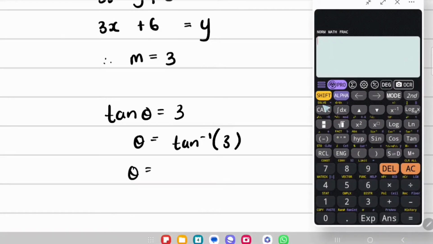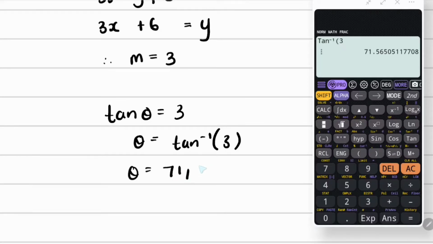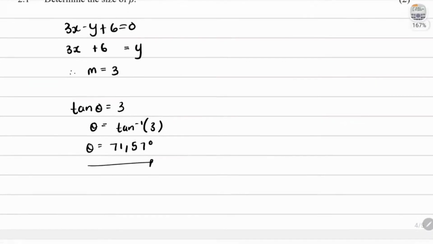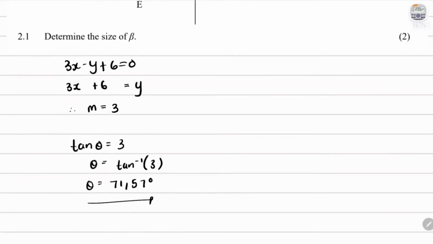So what does that give us? If you say shift tan 3, you get 71.57 degrees, rounded off to 2 decimals. And that is our answer over there. Okay, moving on to the next question.